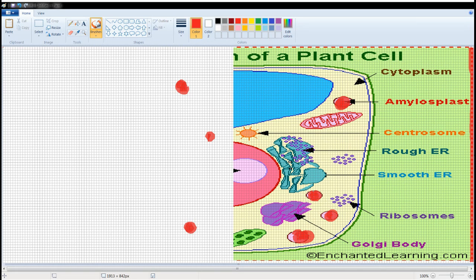Next one is the amyloplast. It's an organelle. It's really microscopic. Found in plant cells, amyloplasts are plastids that produce and store starch within internal membrane compartments. So that turns glucose into starch when the cell can't hold all of it.